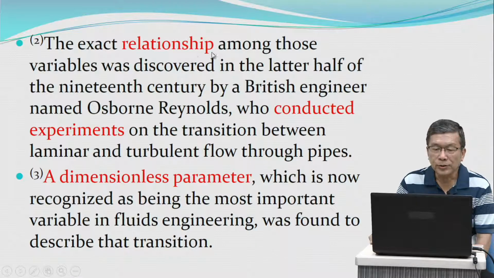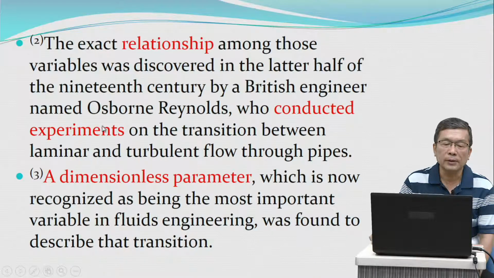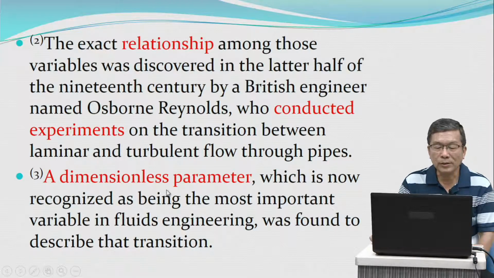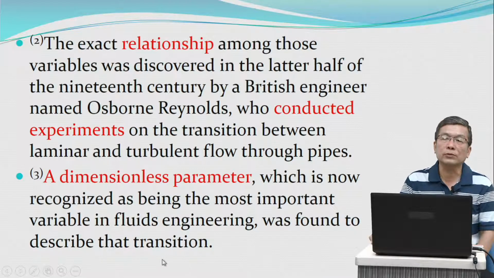The exact relationship between those variables was discovered in the latter half of the 19th century by a British engineer named Osborne Reynolds, who conducted experiments on the transition between laminar and turbulent flow through pipes. A dimensionless parameter, which is now recognized as being the most important variable in fluids engineering, was found to describe that transition.